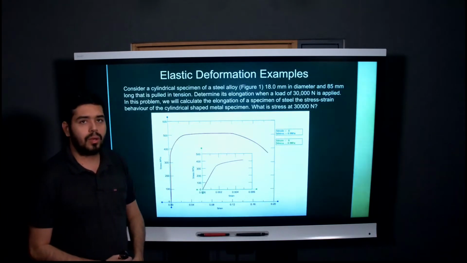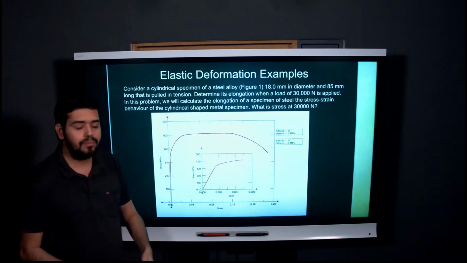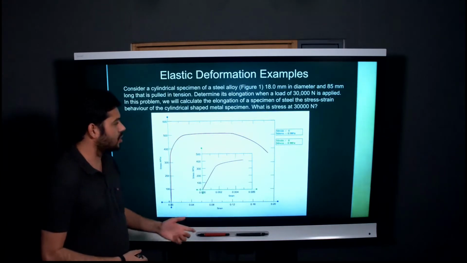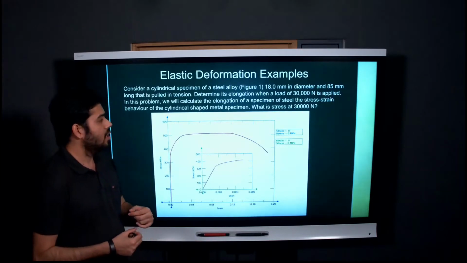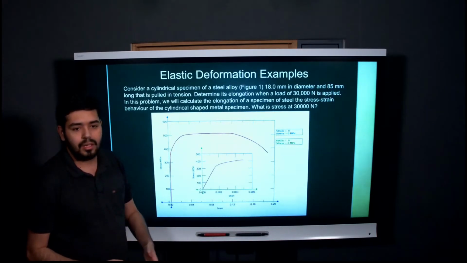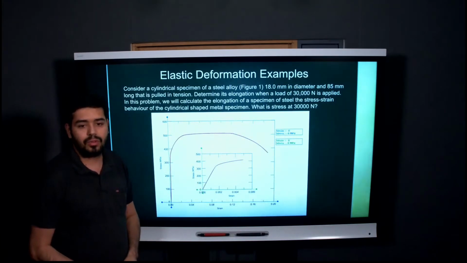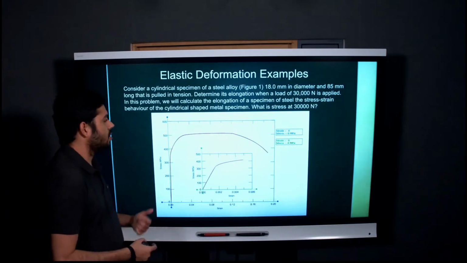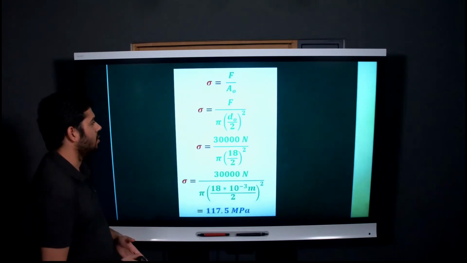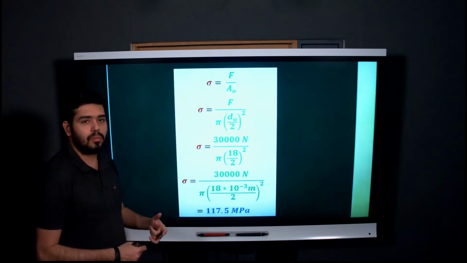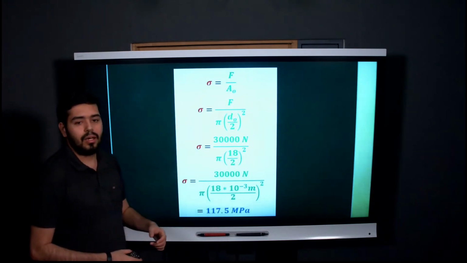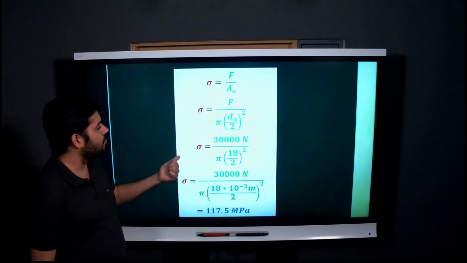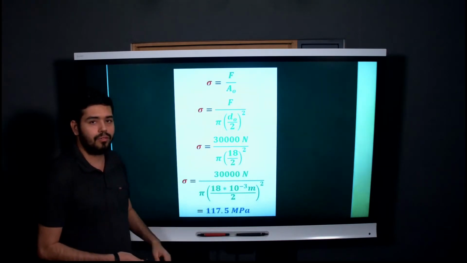Now here we have an elastic deformation example. We have a cylindrical steel alloy specimen, which is 18 mm in diameter and 85 mm in length. It's being pulled with a tension force. To find the elongation, first we need to find the stress at 30,000 newtons. As you know, the stress formula is force over area, the cross-sectional area. When we put the values into this equation, we get 117.5 megapascals.